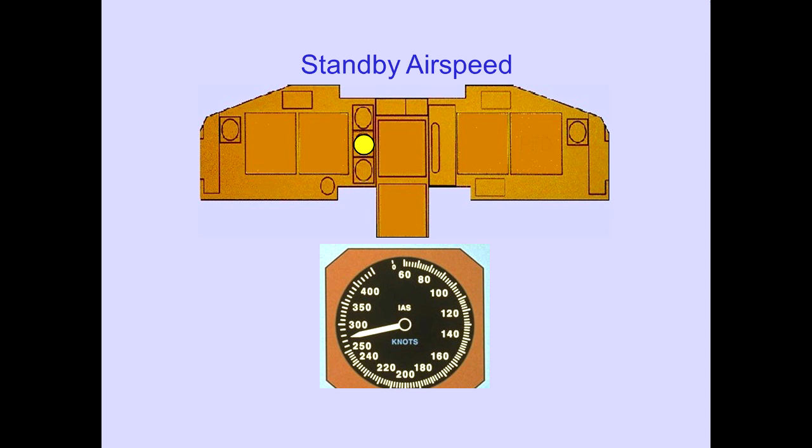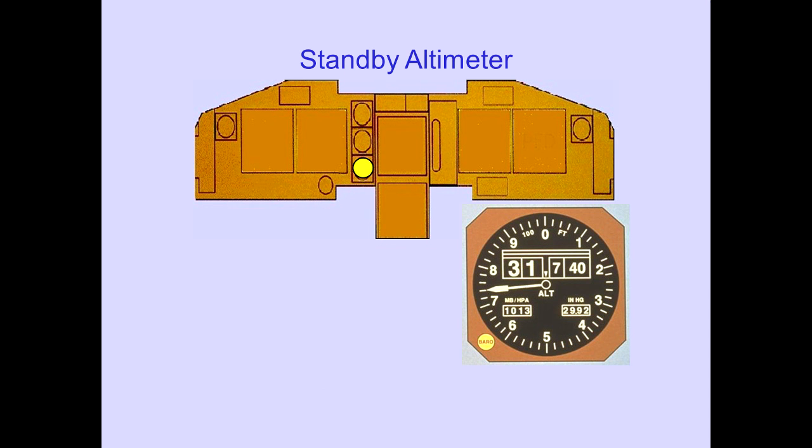The standby airspeed indicator displays uncorrected airspeed from the auxiliary pitot 1 and alternate static source. The standby altimeter displays uncorrected altitude from the alternate static source. The barometric setting control allows settings in hectopascals or inches of mercury.